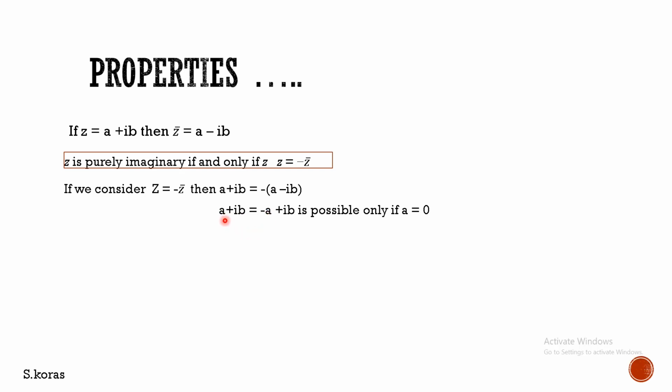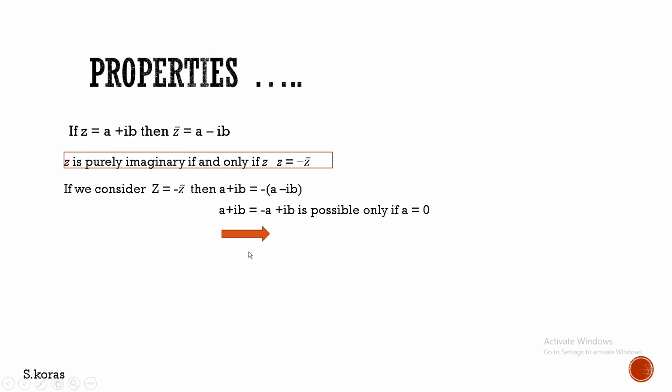These two cannot be equated because these two are not at all equal, but the situation says it should be equal. So the only way is that a should be equal to 0. If a is 0, then surely this z will be equal to minus z bar. So if we consider z is equal to minus z bar, then surely a will be equal to 0. That means then z will be a purely imaginary value.